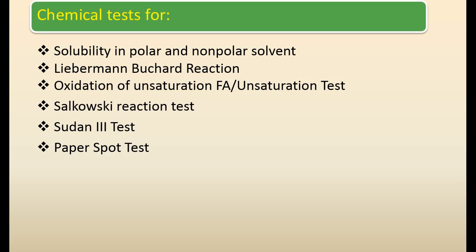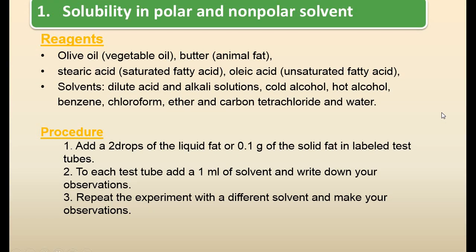Now coming to the chemical tests for lipids. Here we are going to discuss first the solubility in polar and non-polar solvents, second the Lieberman-Burchard reaction, the oxidation of unsaturated fatty acids, that is the unsaturation test, the Salkowski reaction test, the Sudan III test, and the paper spot test. One by one we can discuss all the tests. So first, coming to the solubility in polar and non-polar solvents.